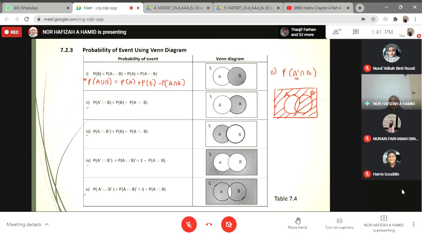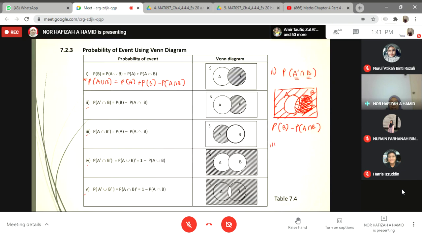Next, you need to intersectkan dengan B. So region for B yang ni. So you boleh nampak kat mana dia overlap. Dia overlap dekat region yang ni. So to calculate this region, dia equal to probability of B minus dengan intersection. So you dapat region yang shaded tu.